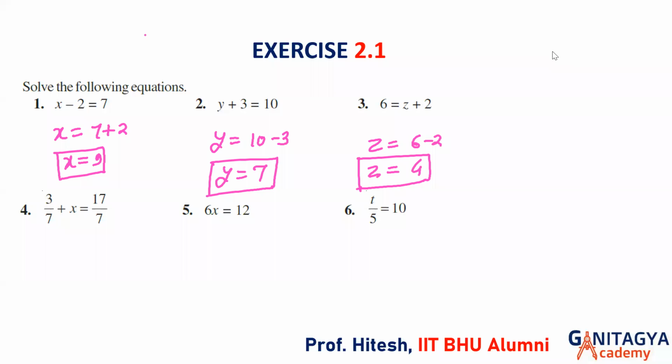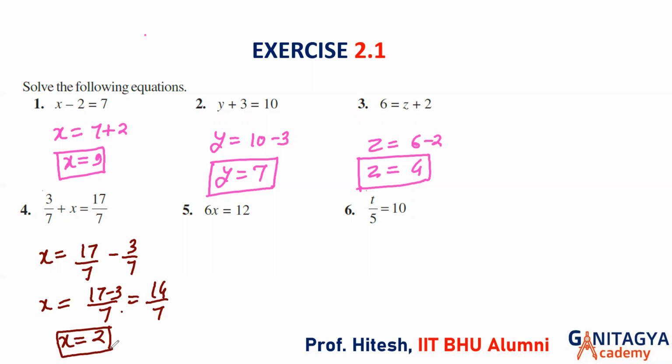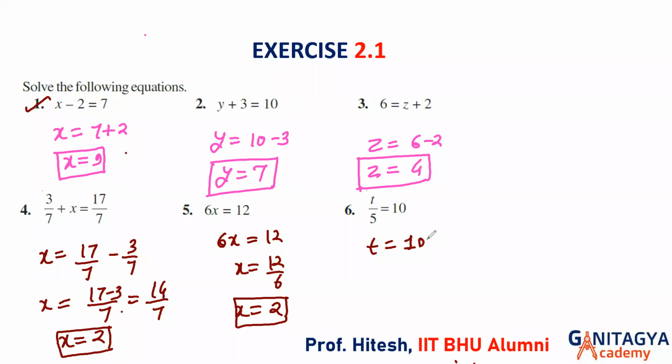Check. Okay. So see, I can write x is equal to 17 upon 7 minus 3 upon 7. So I can write it 17 minus 3 upon 7, that is 14 upon 7. Hence x is equal to 2 only. Okay. So the first one is done. Now Sir, fifth one is second, 2. Yes, perfect. So x is 12 upon 6. So x is nothing but 2. Yes. Now sixth one is t is equal to 10. Sir, sixth one is 50. Perfect. Very nice.